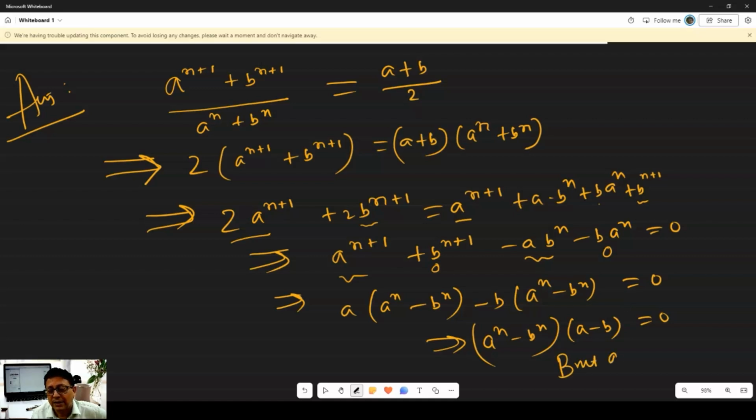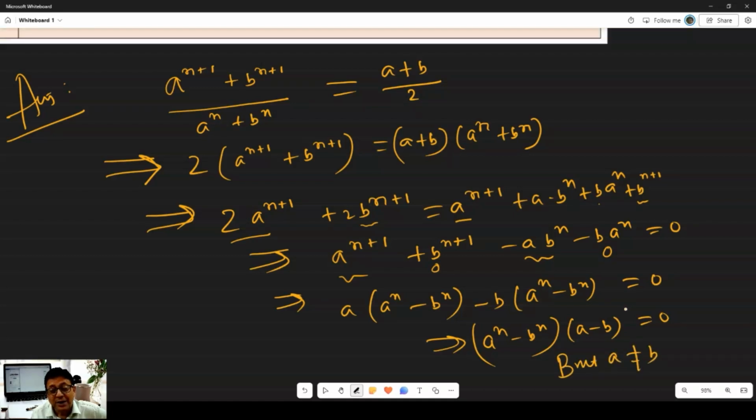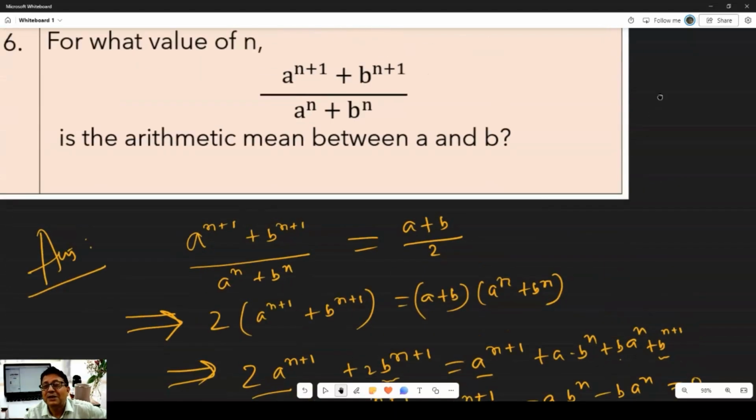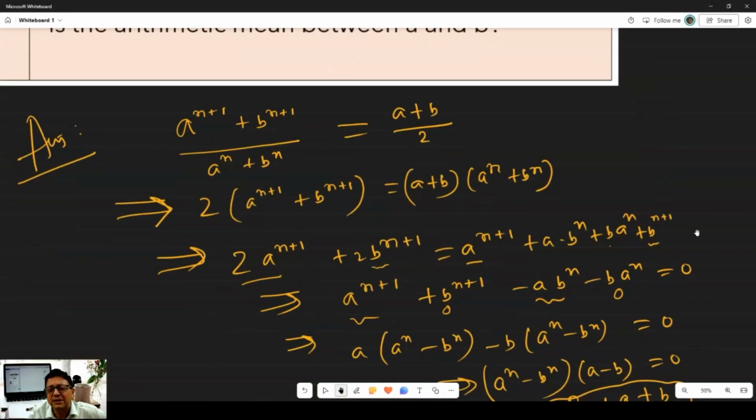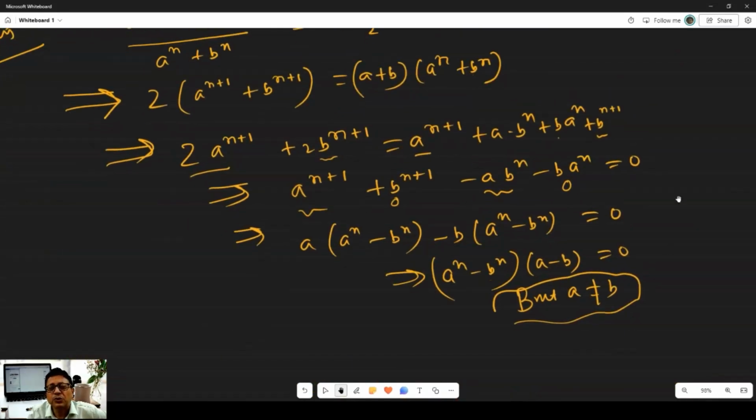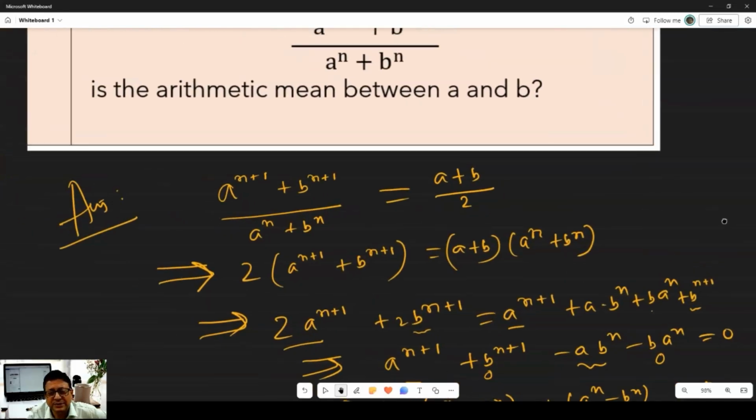But a not equal to b. If a equal to b, the sum doesn't exist. If a is equal to b, then it is simply 2a to the power n plus 1 by 2a to the power n. It is a only. So the sum doesn't exist. Two terms are distinct. Clear? So a not equal to b.